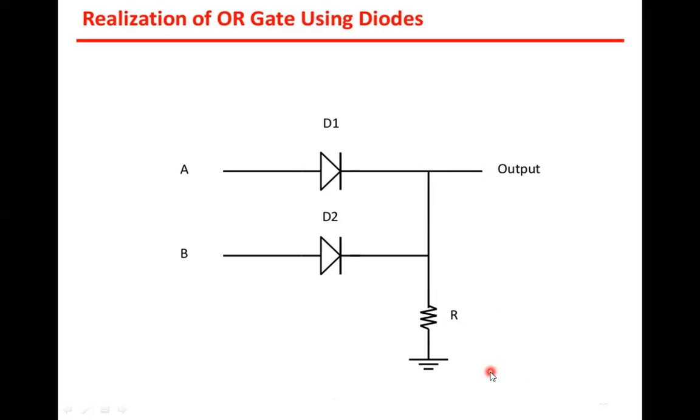Now what will happen to the first condition, A is 0 and B is 0?